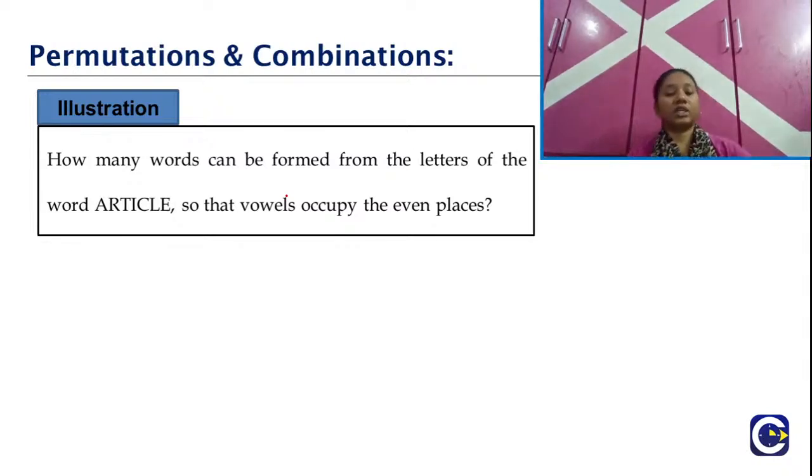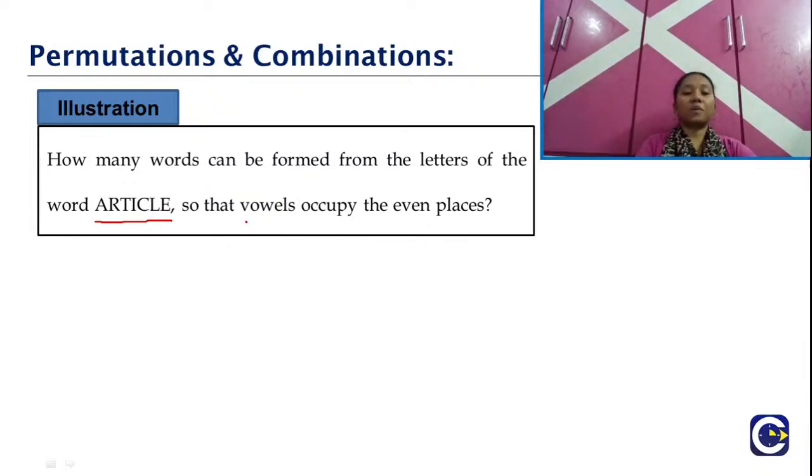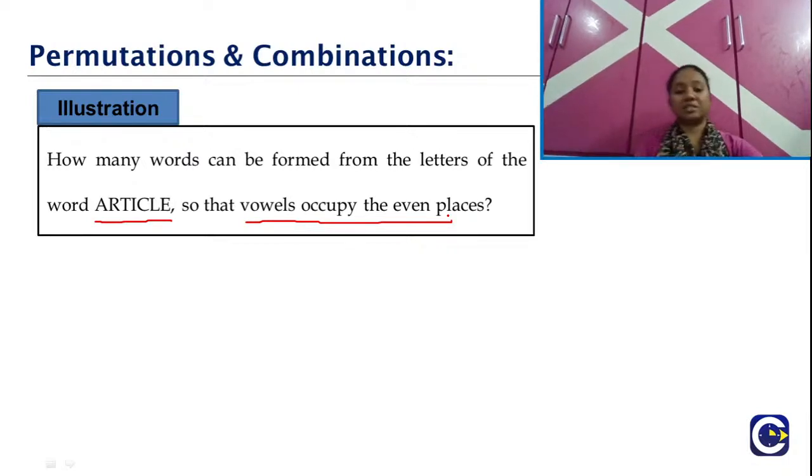So they are talking here about even and odd places. So how will you be dealing with that? You have to identify how many even places we have and how many odd places we have, so that we can arrange those correspondingly. So how many words can be formed from the letters of the word article so that vowels occupy the even places. If vowels occupy the even places, it means the others, the consonants, will be occupying the odd places.